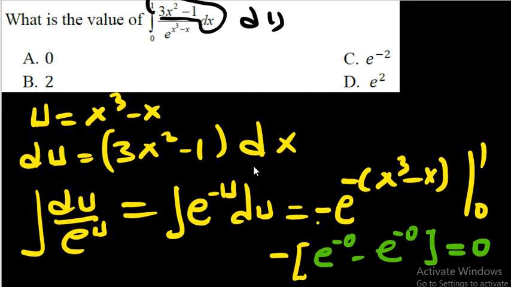So when you complete it, when you insert 1, 1 cubed is 1, 1 minus 1 will be 0, so negative 0 means e to the power of 0, it's 1. In the same manner, if you insert 0, it will be 0 minus 0, which is 0. That means e to the power of 0, again, it's 1. So 1 minus 1 will be 0, negative 0 means 0, so the answer will be obviously A. We can go to the next question now.